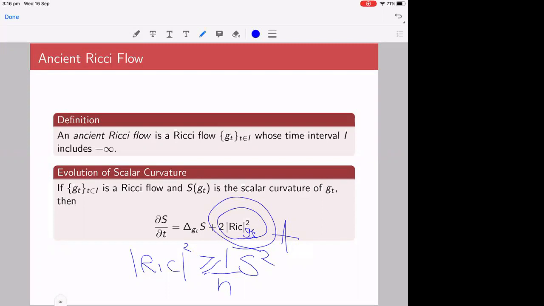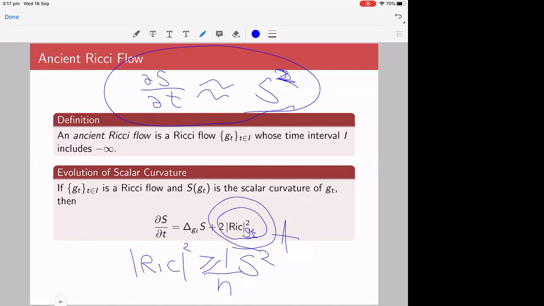Now, the reason this is interesting is that, roughly speaking, we would expect the scalar curvature to behave like the scalar curvature squared. What this means is that if we go backwards, we would expect the scalar curvature to be non-negative, because if it were ever negative somewhere, the backwards behavior of solutions to this ODE would lead us to expect that this actually blows up in finite backwards time, which would contradict the assumption that this flow is ancient.